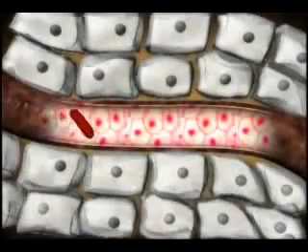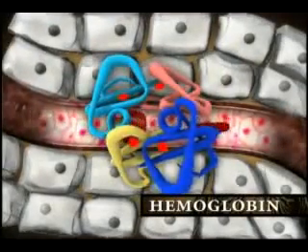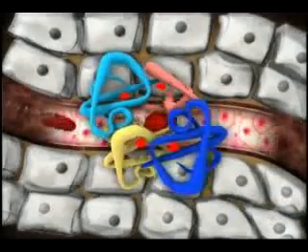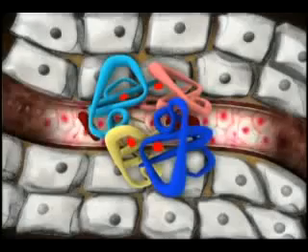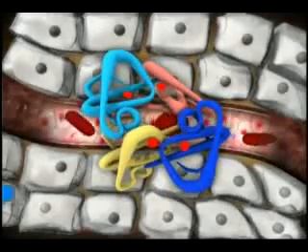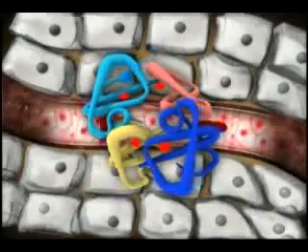Red blood cells are packed with hemoglobin, an iron-containing protein molecule that transports oxygen. Each red blood cell is estimated to hold about 280 million hemoglobin molecules. And each hemoglobin molecule can bind up to 4 oxygen molecules.